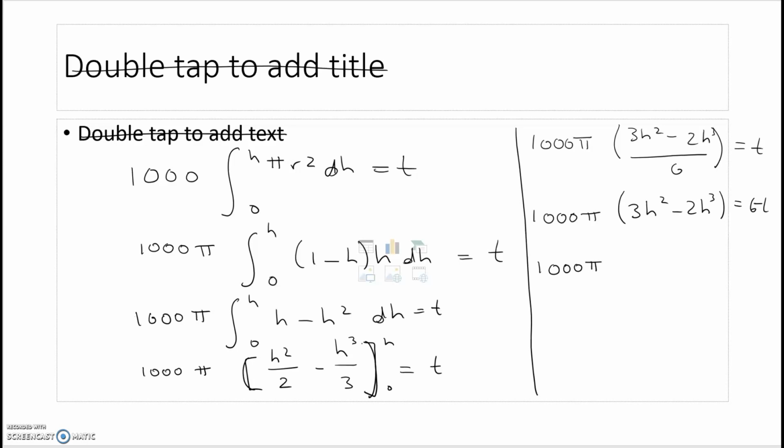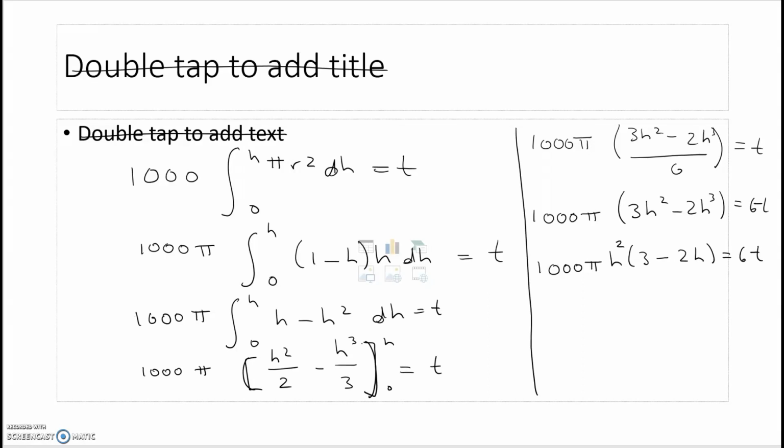We could factorize out the H if we wanted to. In fact, we could take out H squared if we wanted to. It doesn't matter.